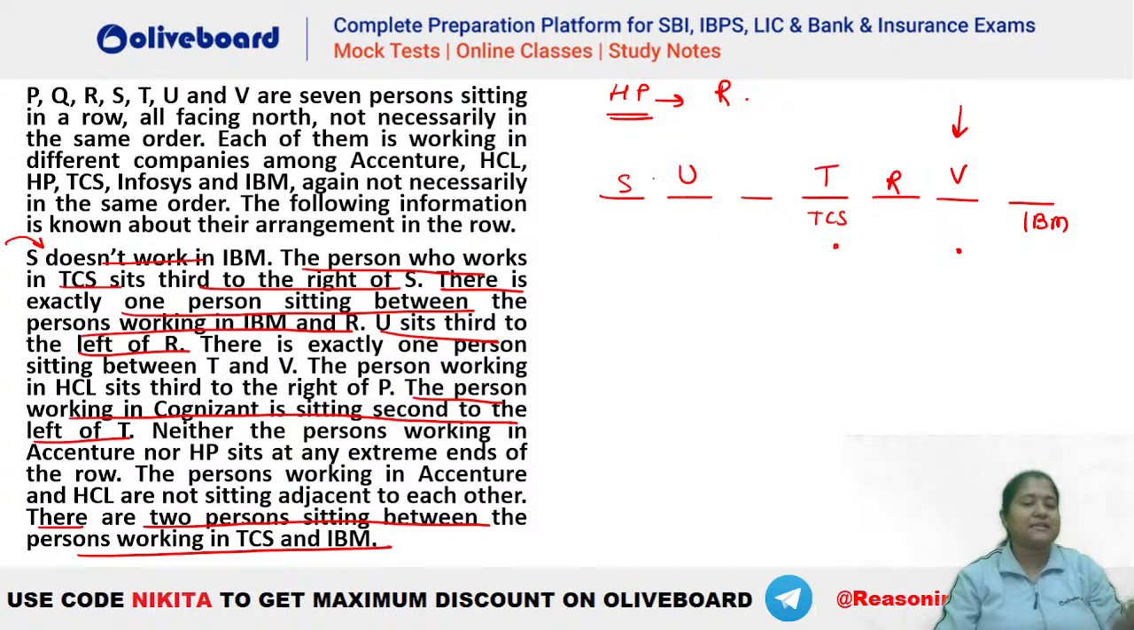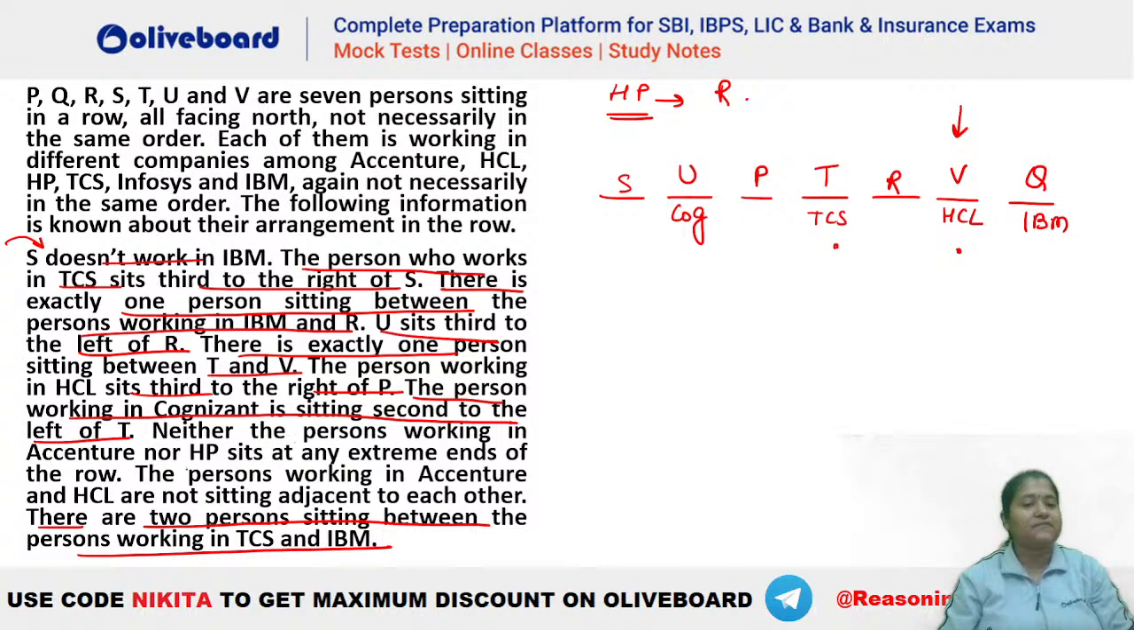Now Cognizant is second to the left of T. That means Cognizant will be U here, right? This will be your Cognizant here. Now what is remaining? There is exactly one person between T and V, done. The person working in HCL is third to the right of P. So you can see P has to be this person and HCL will be this person. Who is the only person remaining? You can see the only person remaining is Q. So Q will be here, right? So we have done Q.